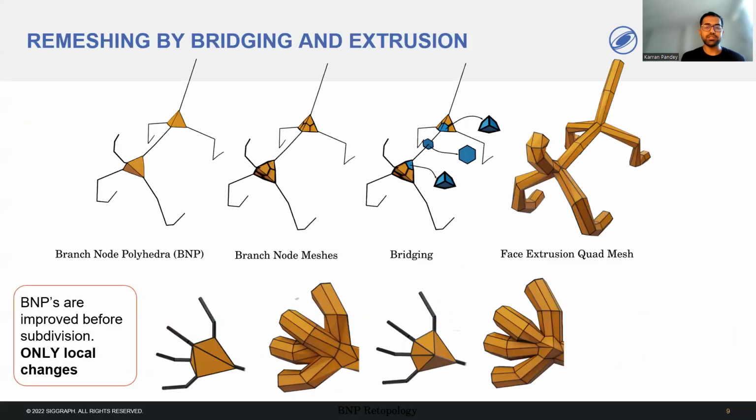Given any part structure articulated as a skeleton, we can automatically create an FEQ with a face loop structure aligned to the skeleton using just extrusion and bridging. Our remeshing technique begins by forming quad meshes for each branch node or junction in an input skeleton, and then bridges and extrudes faces on the branch node meshes to form the connectivity of the FEQ.